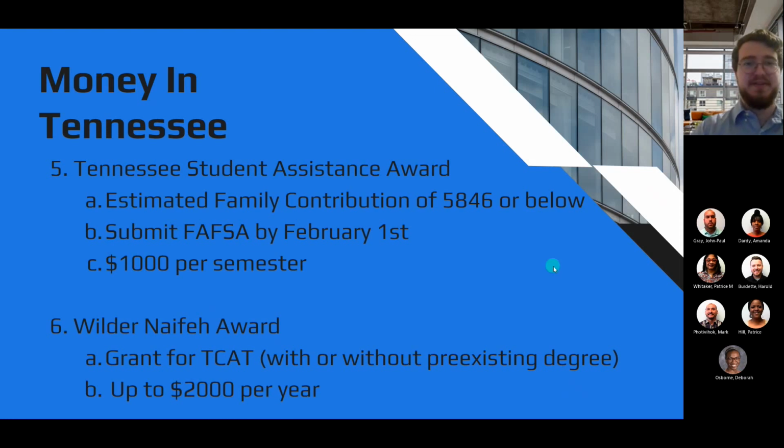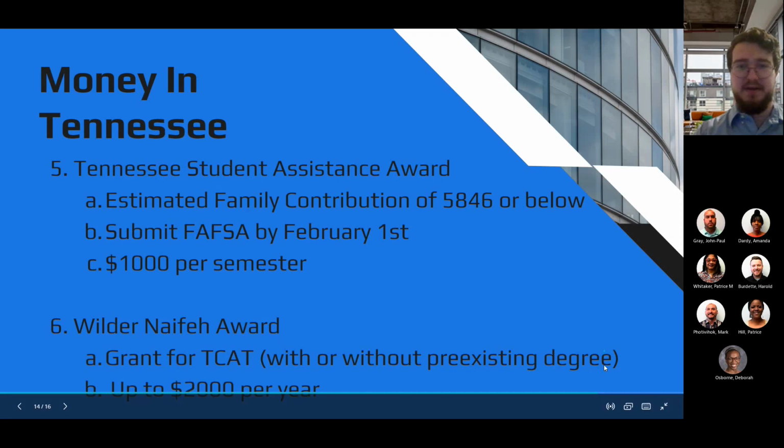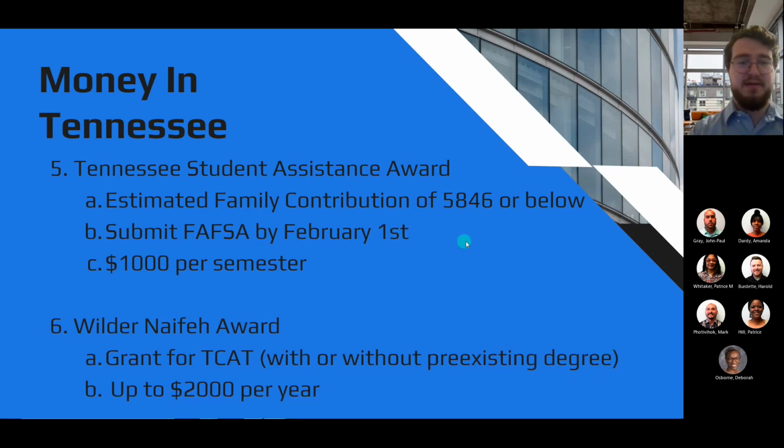And then there's the Tennessee Student Assistance Award. Let me move this box real quick. When a student or a family fills out the FAFSA, a number is generated called an estimated family contribution. For this award, it does not look at income level. It looks at the amount of money estimated that a household would need to provide to the university each year. If a student has below the 5,846 and they've submitted their FAFSA in a timely manner by this deadline, they're going to receive an additional $1,000 per semester.